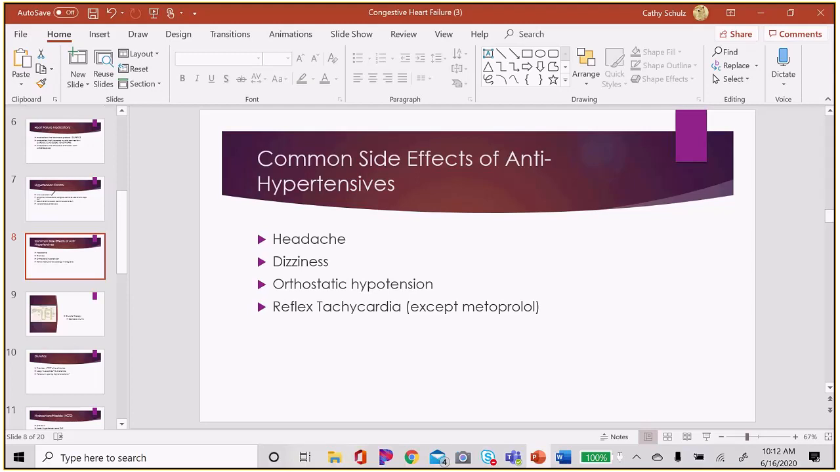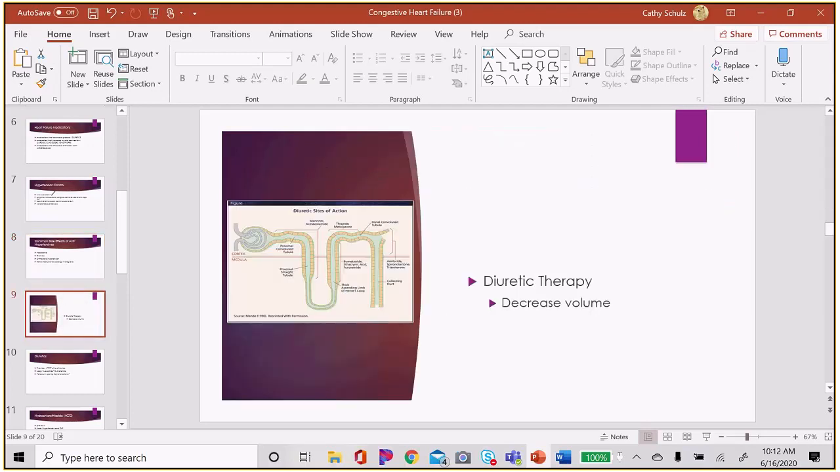Side effects of antihypertensives. These are some of the most common, like headache and dizziness from the orthostatic hypotension and reflex tachycardia, except for the beta blockers because you can't have that then. So that would be the way we could affect the afterload. We could try to affect the fluid volume in general with diuretics, as you guys had mentioned.